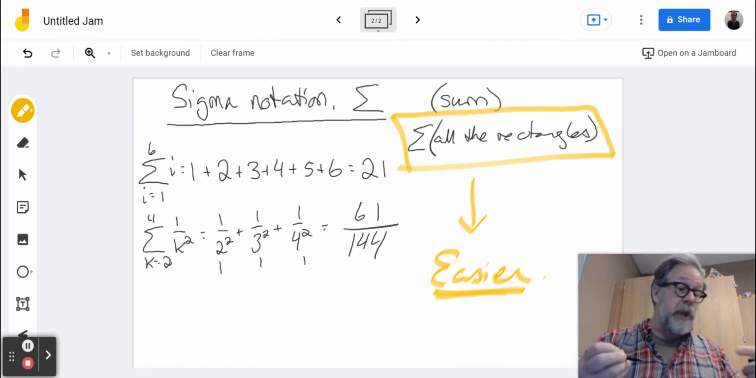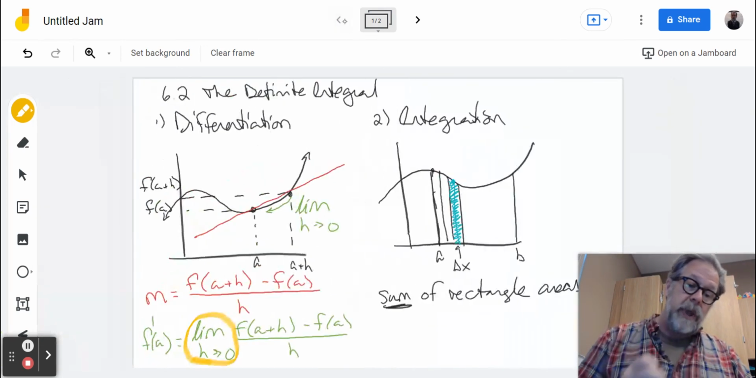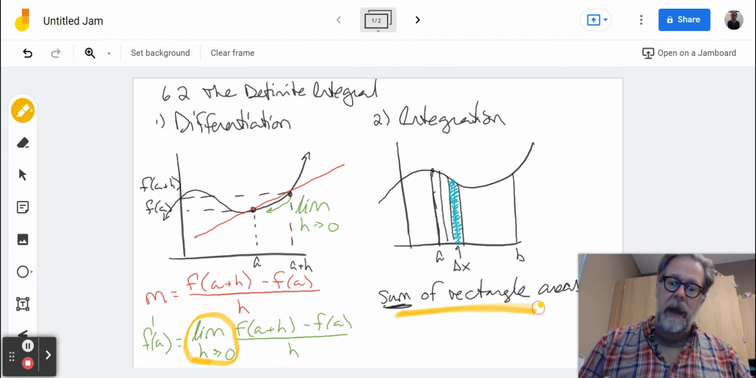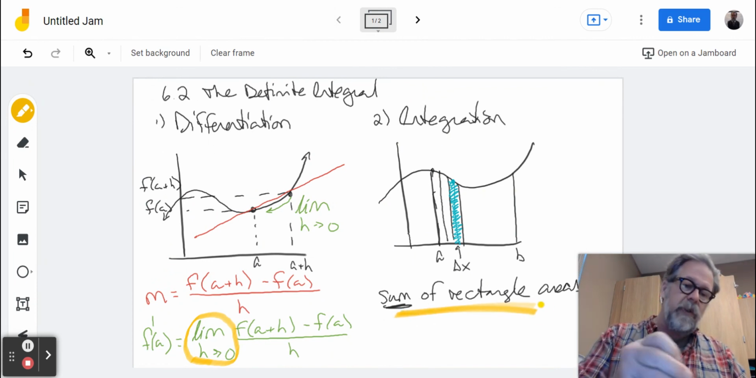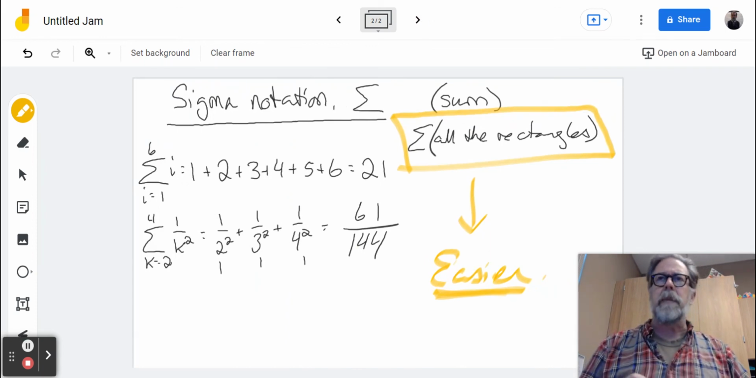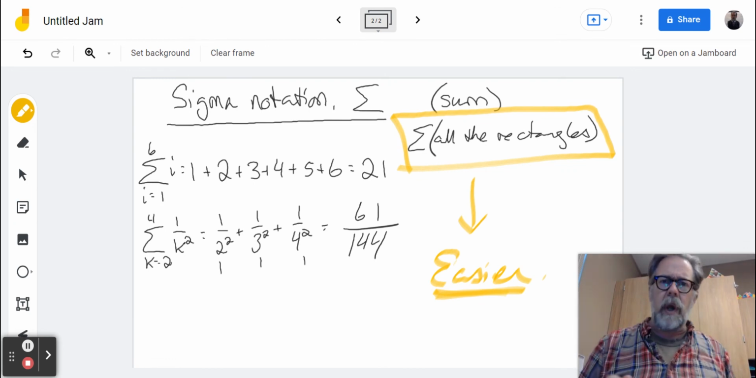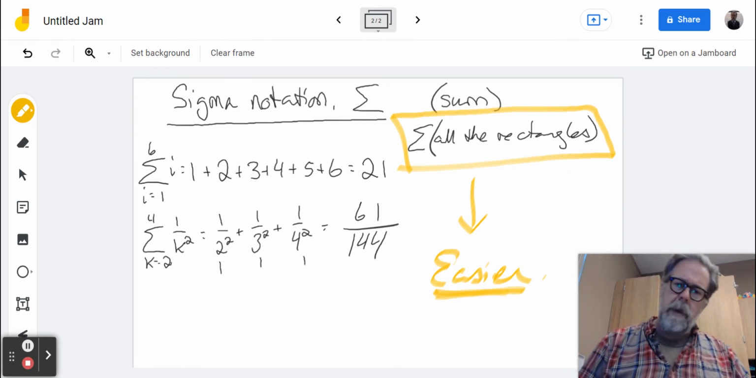Okay, so I'm going to stop right there. I'm trying to keep these videos short, but you know two things at this point. You know what we mean by integration, which is adding up the areas of the rectangles, and you know that we've got this sigma notation that represents adding them all up that we're going to be able to use, and we'll be back with the second video to go into more detail.